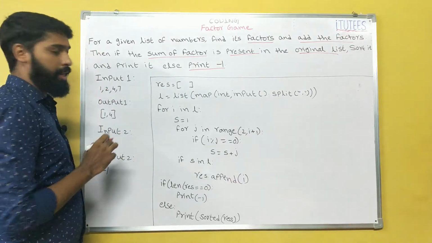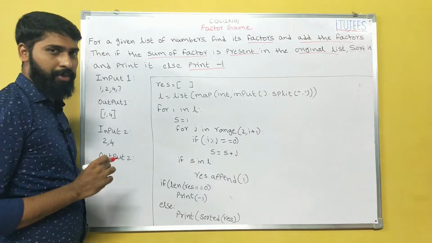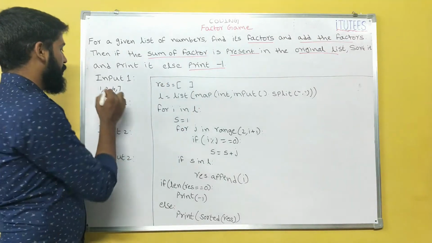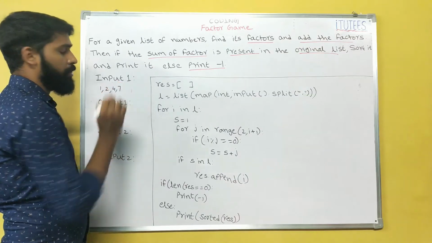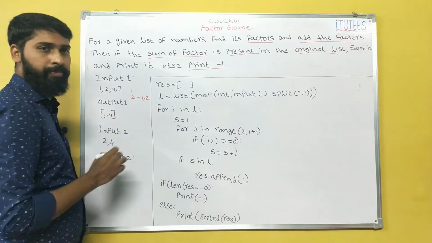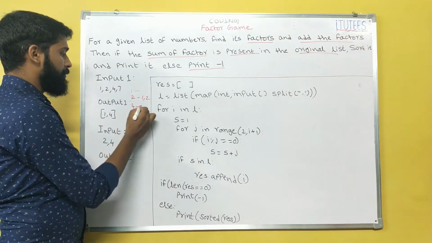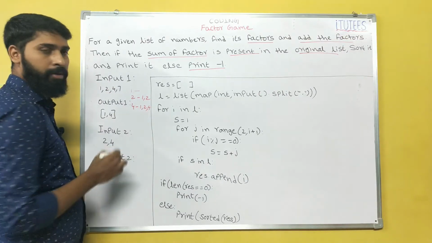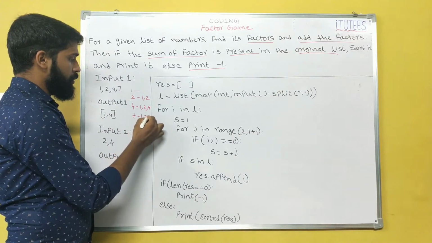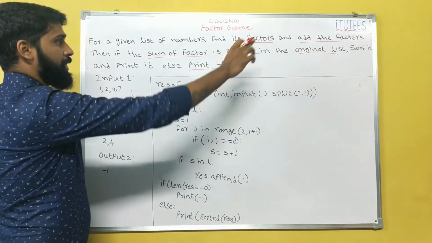So this is the list they are giving: 1, 2, 4, 7. So what is our task? We are going to find the factors. What is the factor for 1? 1 only. What is the factor for 2? 1, 2. What is the factor for 4? 1, 2, 4. What is the factor for 7? 1, 7.